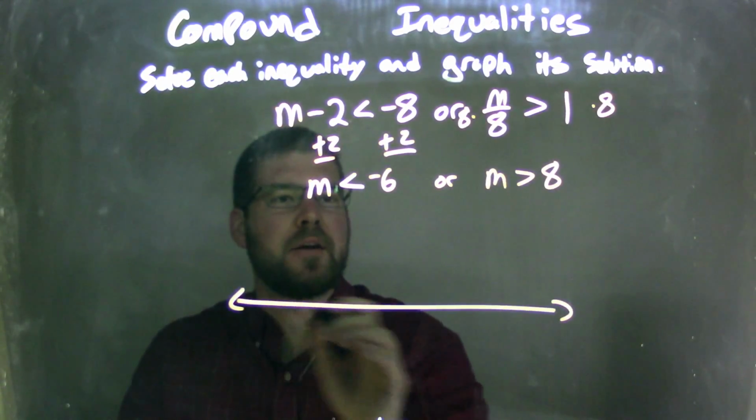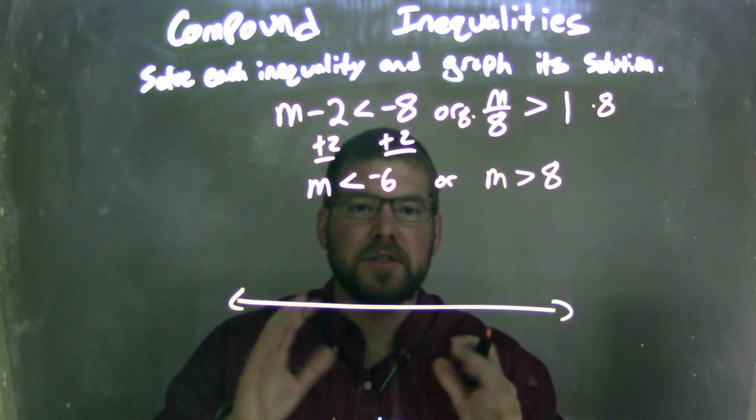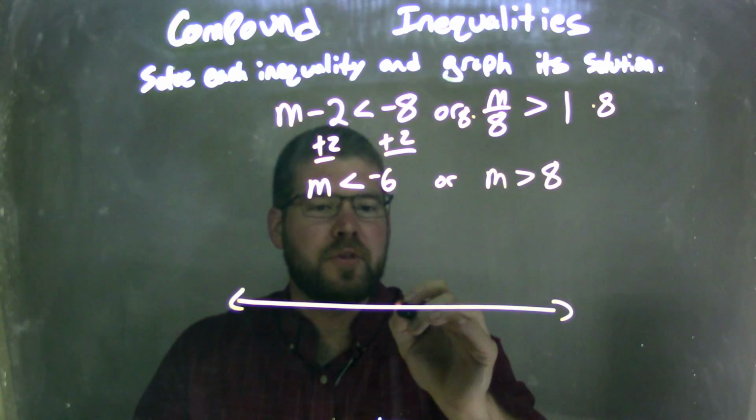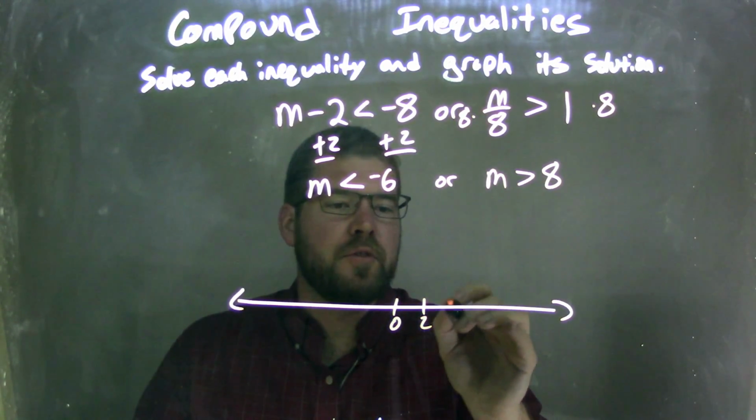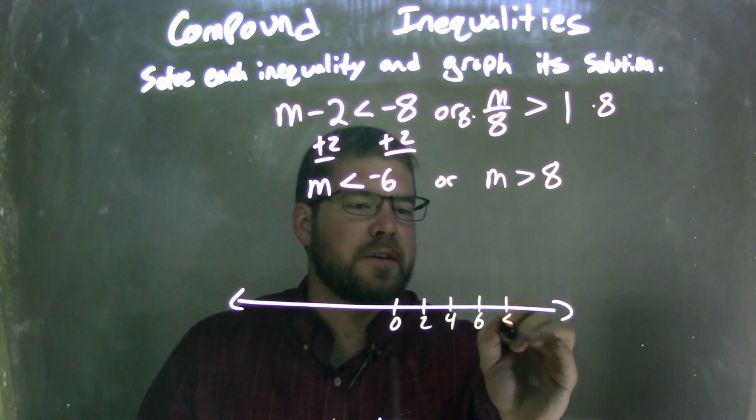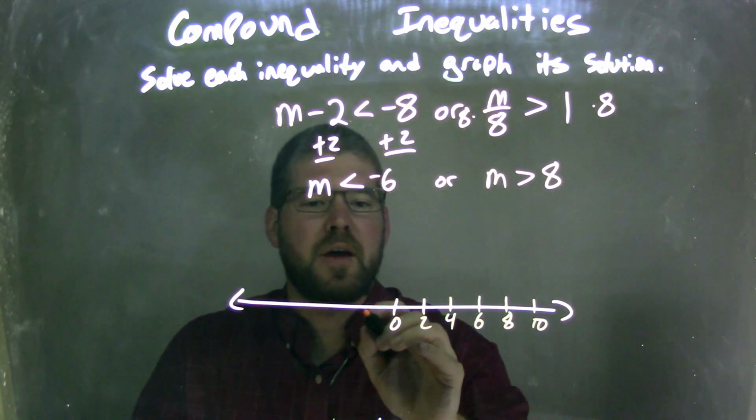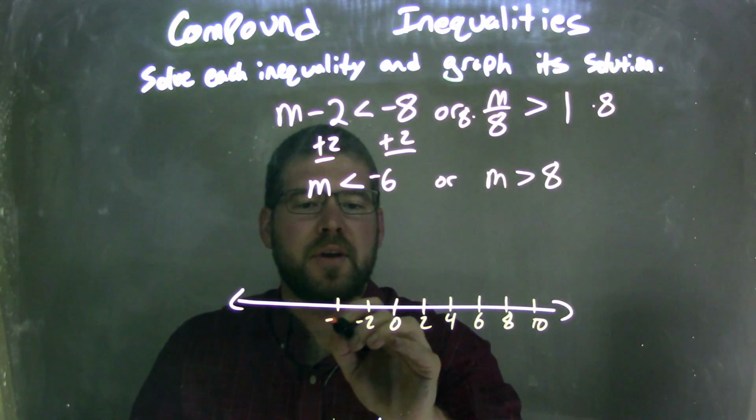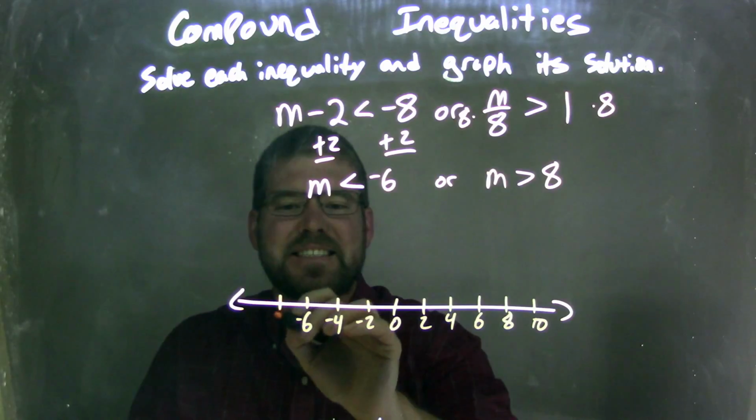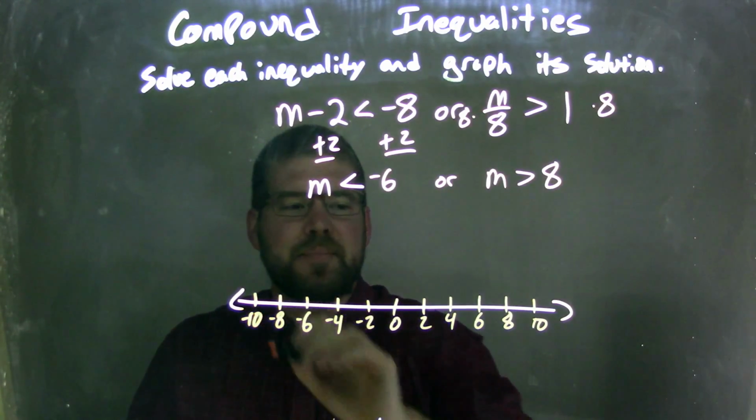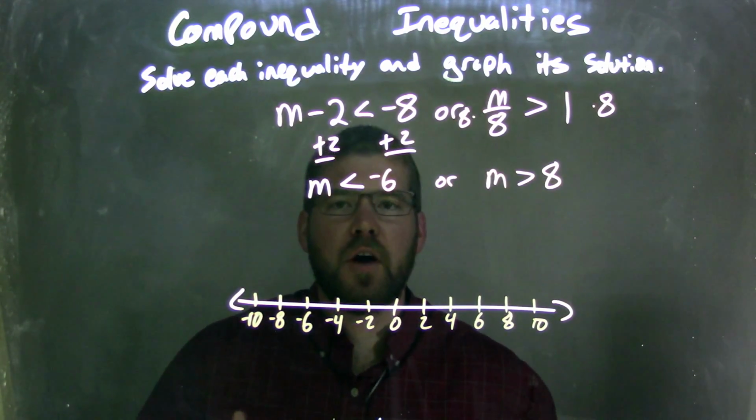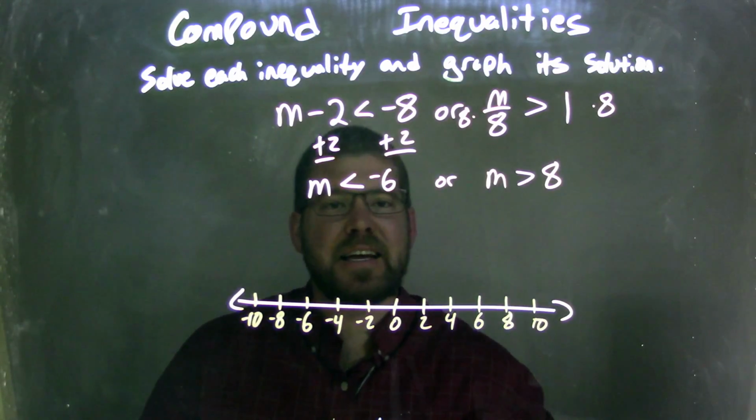Make my number line here. Now I want to make sure my number line covers both parts here. So I'm going to start with 0 in the middle. Just go by 2's, 2, 4, 6, 8, 10, and then negative 2, negative 4, negative 6, negative 8, and negative 10.